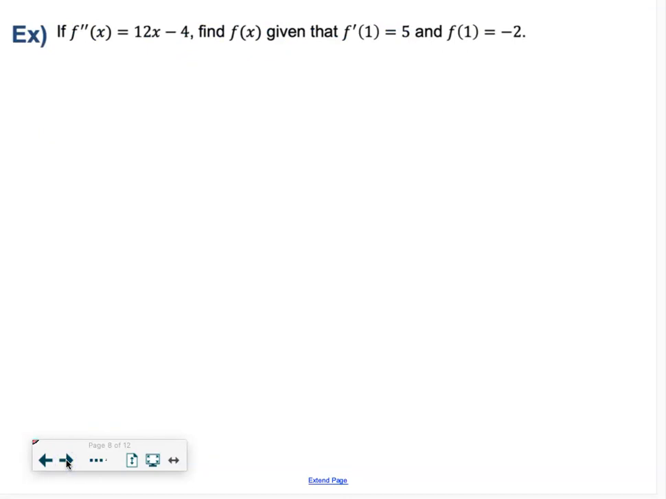Okay, one more that I want you guys to try for a couple minutes in your groups. So now they're giving us f double prime. Then they give you information about f prime. And then they give you information about f. Little warning, you will have an unknown constant for f prime and another unknown constant for f. Deal with the f prime first. Once you figure it all out, then go down to the f.